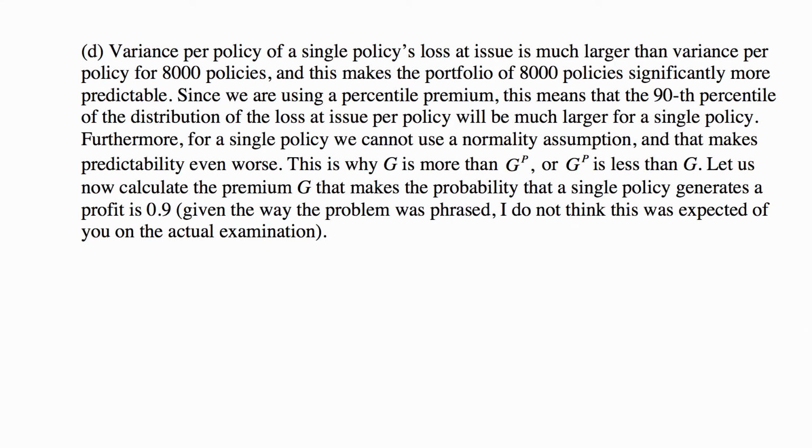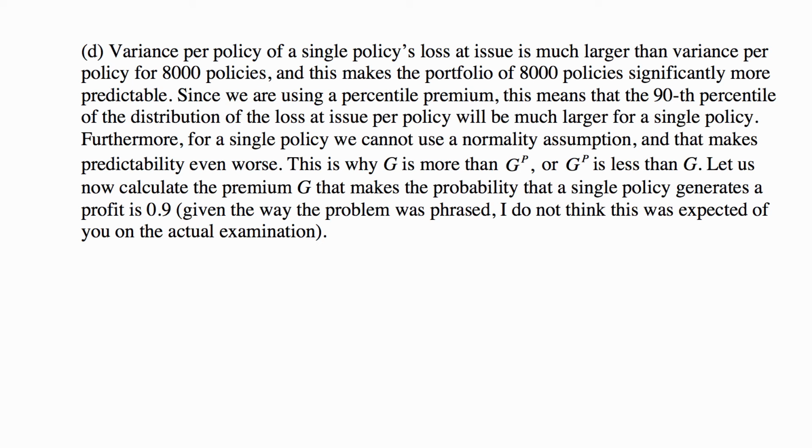The variance per policy of a single policy loss at issue is much larger than the variance per policy for 8,000 policies, and this makes a portfolio of 8,000 policies significantly more predictable. Now, we're answering part D about the comparison of the variances. This is the case because these 8,000 policies are independent, identically distributed. And when you add up things that are independent, identically distributed, when you have a lot of them, they become closer and closer to a normal distribution, and they become more predictable.